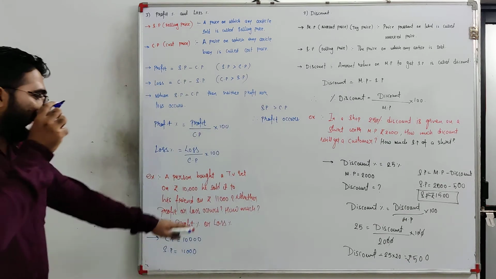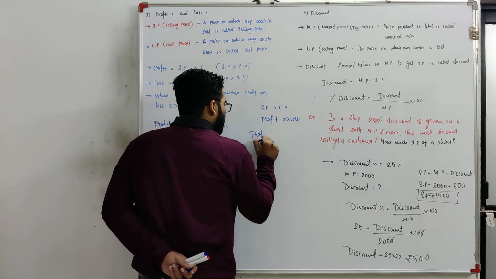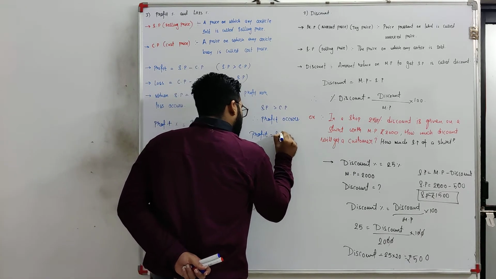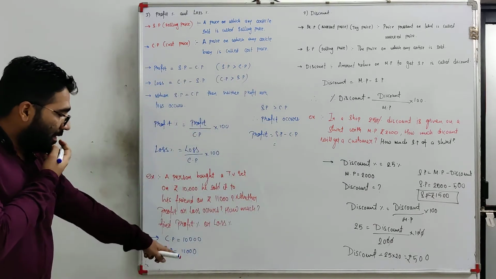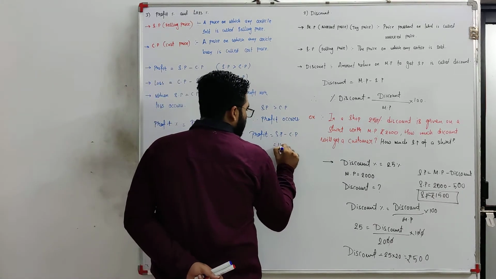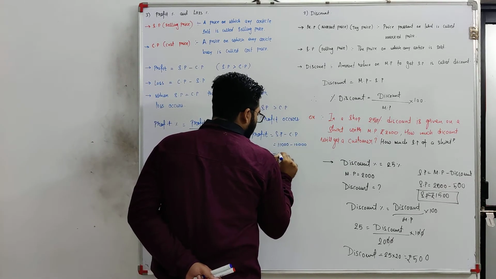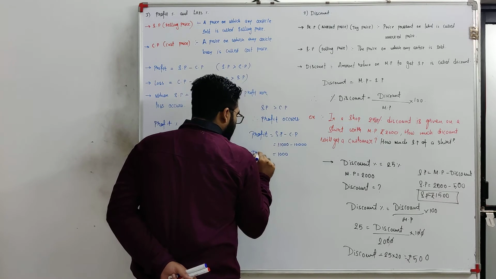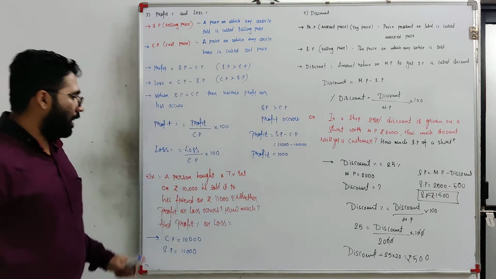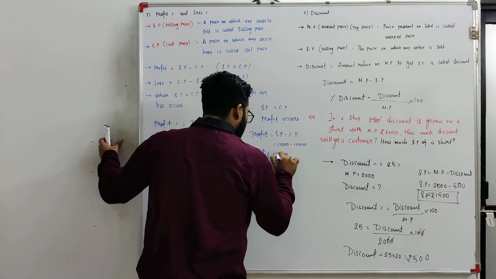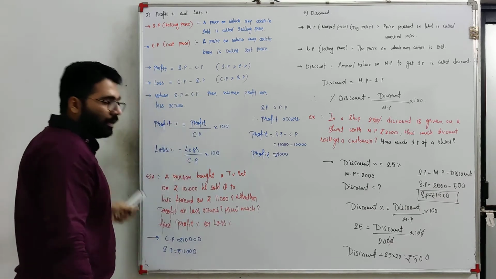Now, if the profit occurs, then find the profit. So what is the profit? We can say that profit is equal to selling price minus cost price. So what is the selling price? It is 11,000 minus 10,000. So we are getting the profit, which is rupees 1,000. Sorry, here we should put the rupees symbol in each case.